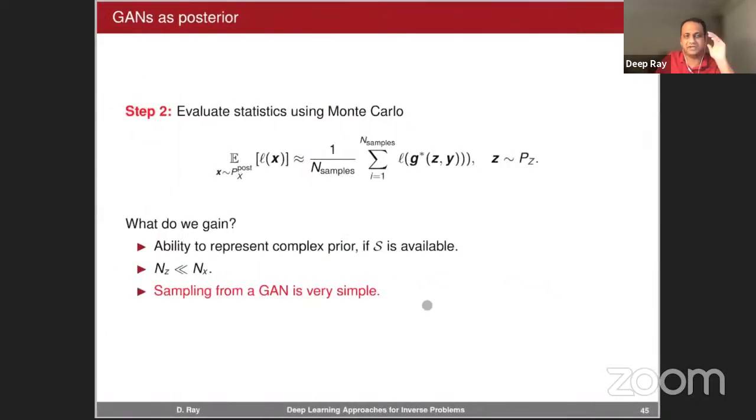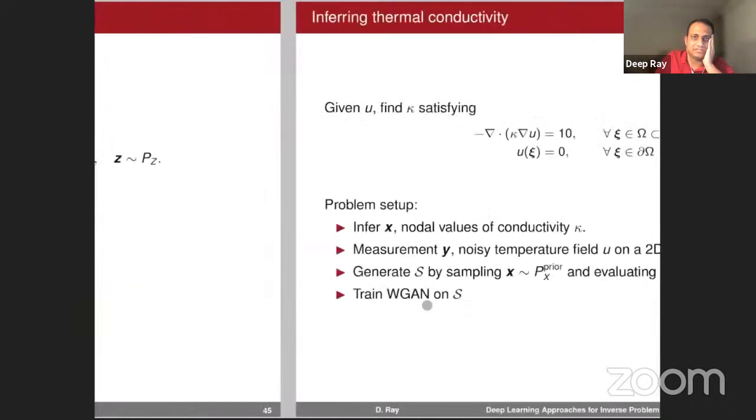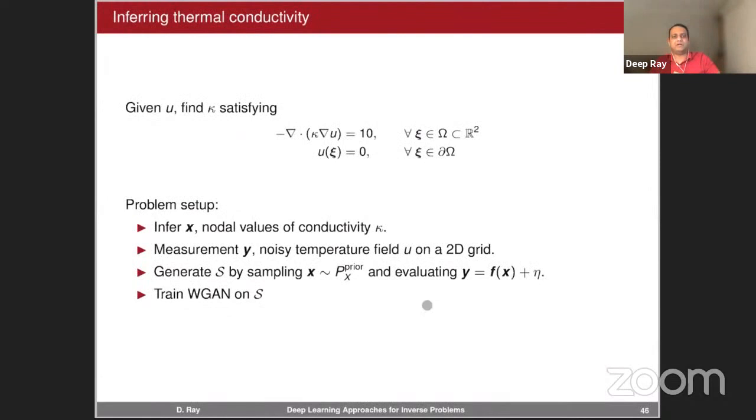This is some work that we are recently doing, so it's still work in development. Let me show you some results that we have. So again, let's come back to the heat equation problem. But now we are solving this problem with a GAN as a posterior, so there's no MCMC. We still want to infer the nodal values of the conductivity kappa, given some noisy measurement of the temperature on a 2D grid, which is Y.